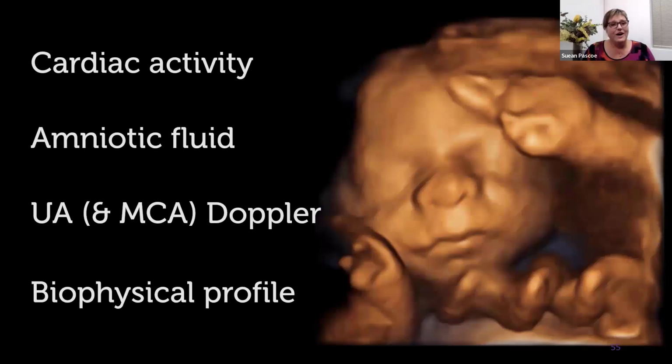So we have covered 4 different ways that we can look at what the fetal well-being is doing and how well baby is. The first and most obvious is the cardiac activity. It's either there or it's not, and if it's not doing well. The amniotic fluid, and we measure that with 3 methods. It's either subjective measurement or the deepest vertical pocket or the amniotic fluid index, which is the deepest vertical pocket in 4 quadrants added up.